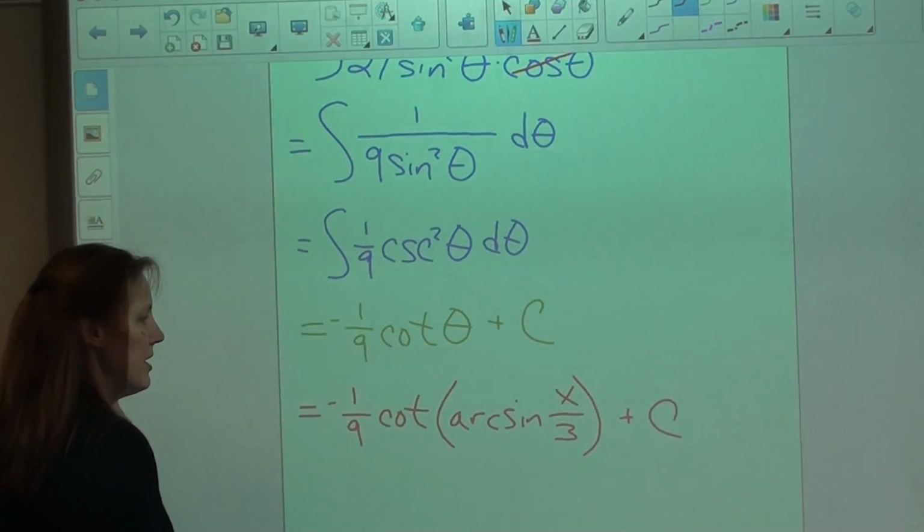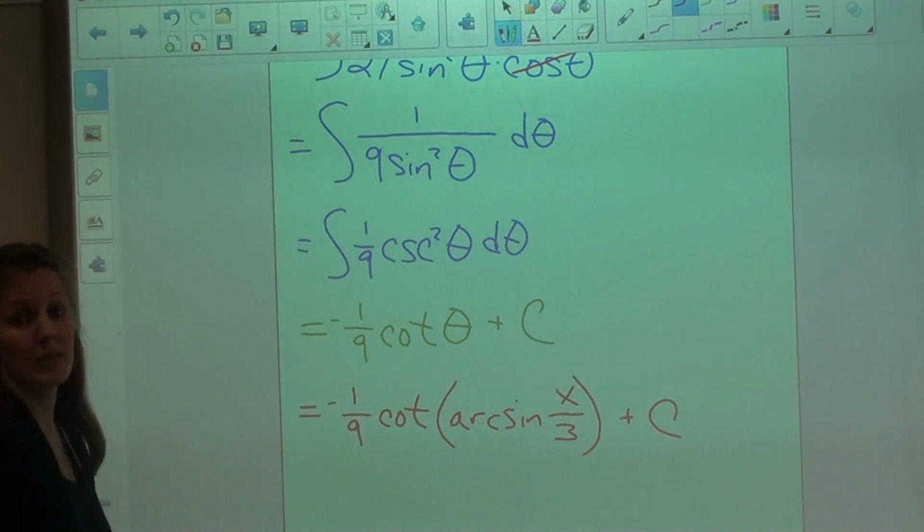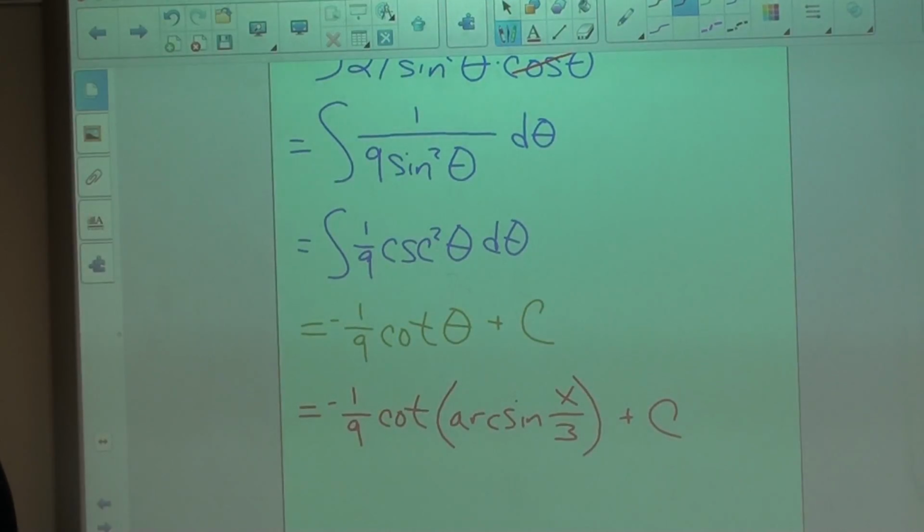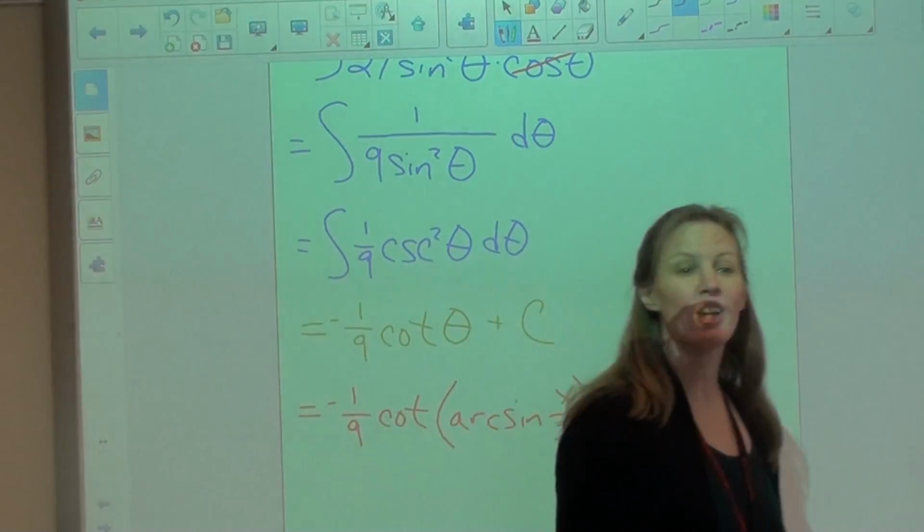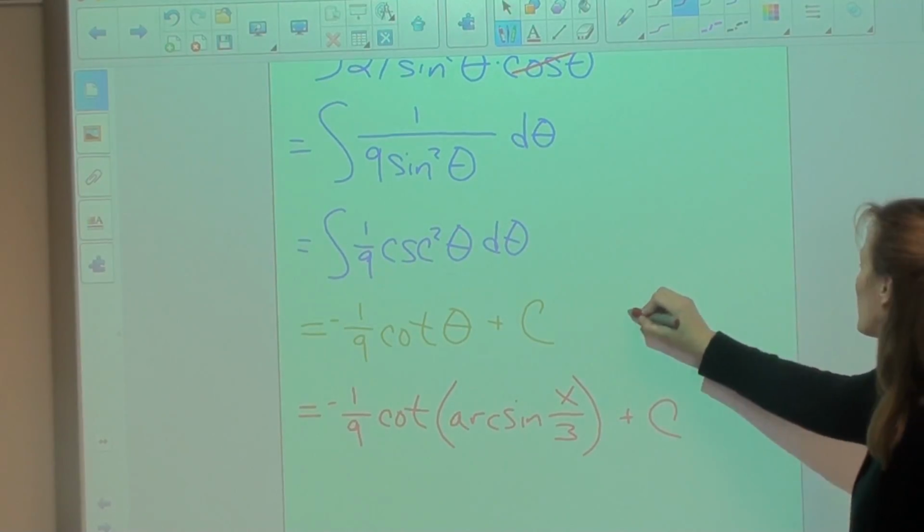plus c, and can we leave it like that in terms of x? Yeah, you can't, they won't let you. So it's got to be in its most simplified trig form. If it can be written in algebraic form, then that's what you have to do, and this can be written in algebraic form. So what are we going to have to draw? A triangle. So we draw a triangle.